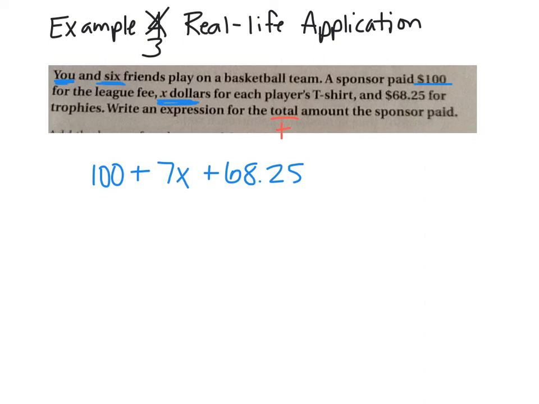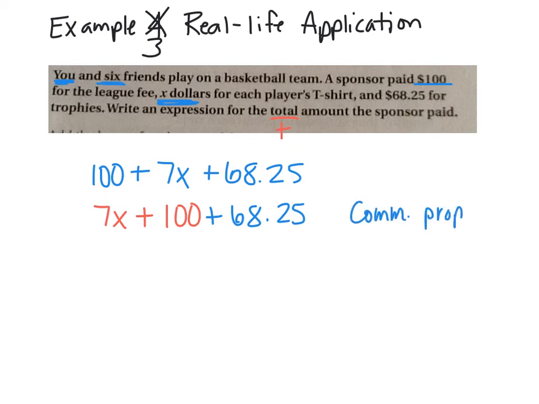So we've got addition that we're working with. We could use our commutative property of addition, and we could move things around. We can change the order. So I'm going to change the order by taking my 7x and adding 100. So I flip-flopped my 100 and my 7x. And then I'm going to add that to the $68.25 that I didn't move. Doing that, I used the commutative property because I changed the order.